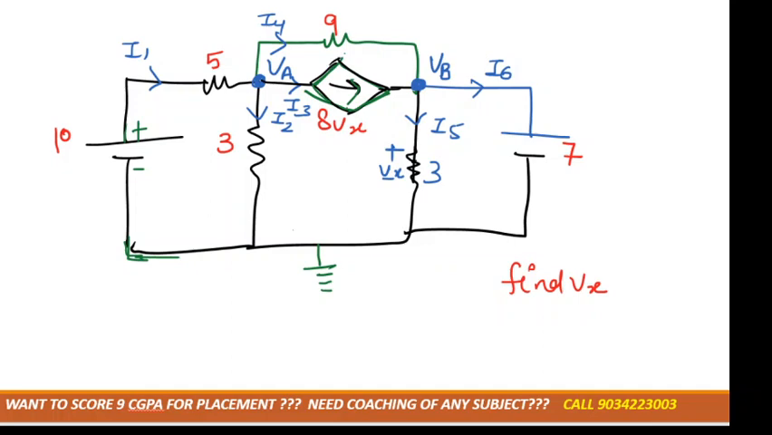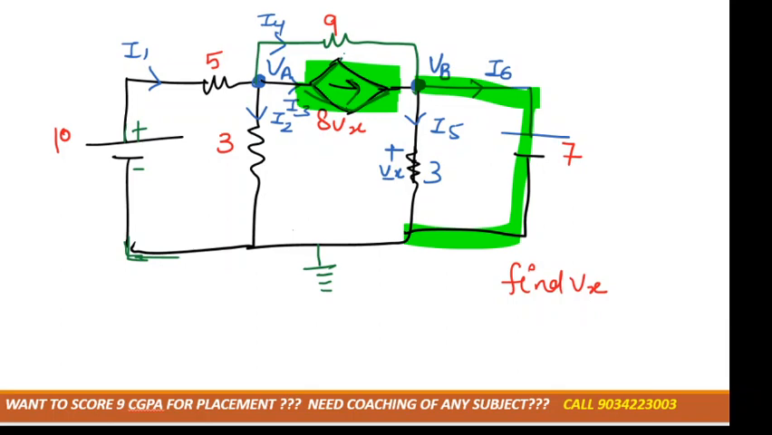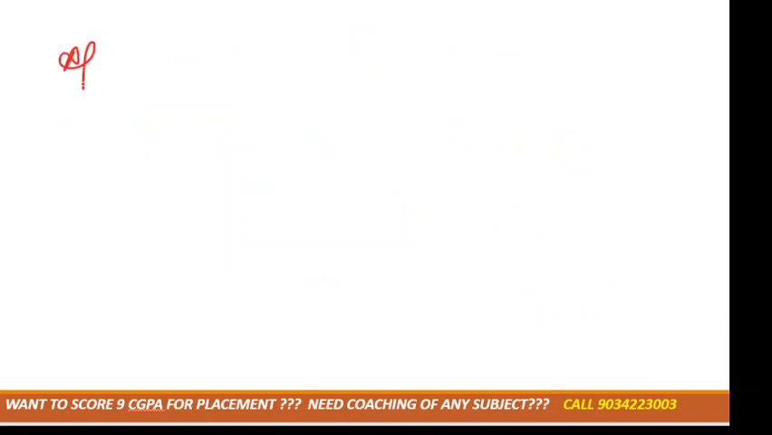Telling you from the starting, this is a question based on nodal analysis. In this we have a dependent source, and we also have the concept of a super node. According to this we have two nodes. One node is VA and another node is VB. If we apply KCL, the first step is to apply KCL at node VA.